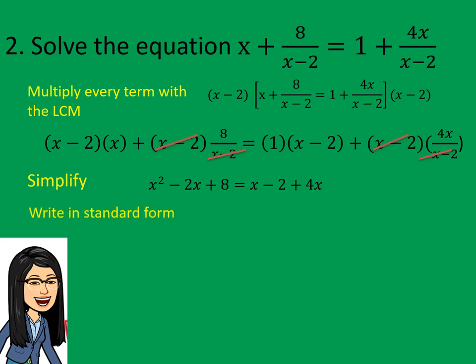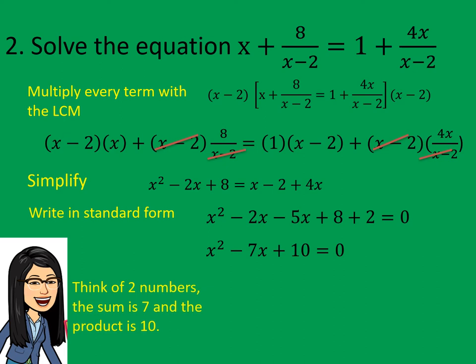Let us combine similar terms and write the result in standard form. So, negative 2x plus negative 5x is equal to negative 7x. And 8 plus 2 is equal to 10. So, x squared minus 7x plus 10 is equal to 0. You can now solve it using any solutions that we have discussed. But let us choose the sum and product. So, think of two numbers. The sum is 7 and the product is 10.